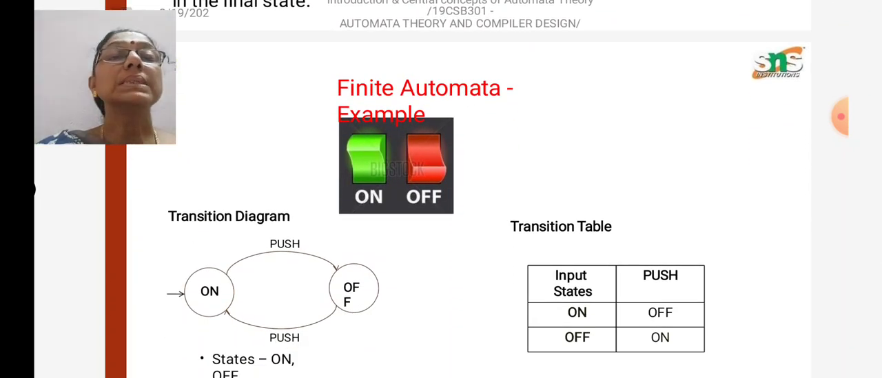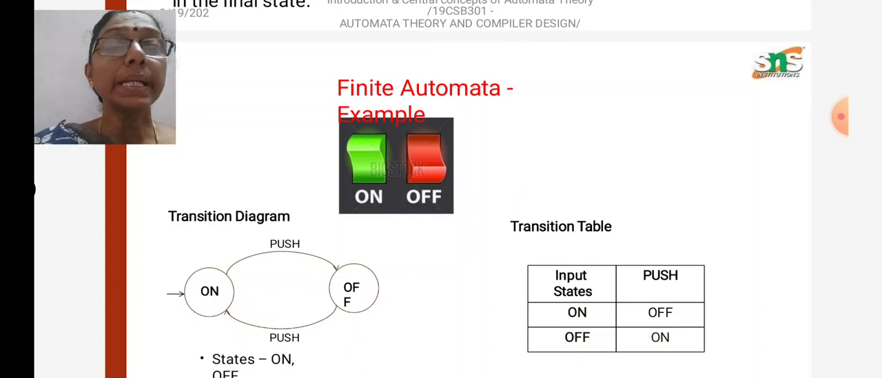For example, consider the real-time example of a switch. In the switch, we have two modes: one is on and the other is off. When you are in the on state and press the switch, it goes to the off state. From the off state, when you press the switch, it goes to the on state. So the two states are on and off. What is the input given to go from on to off state? Pushing or pressing the switch.